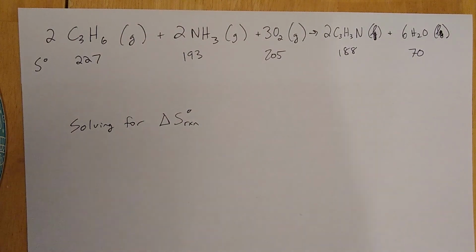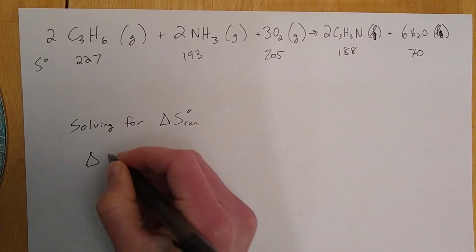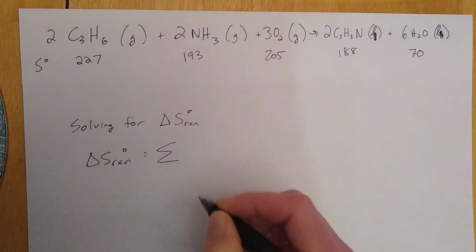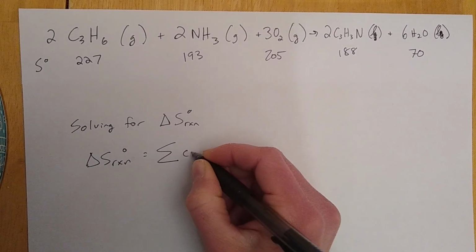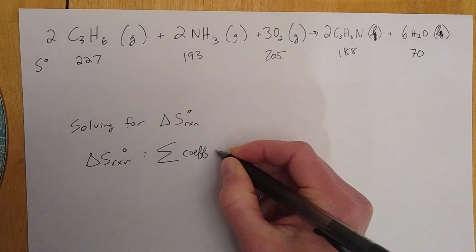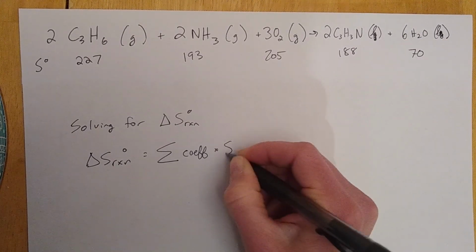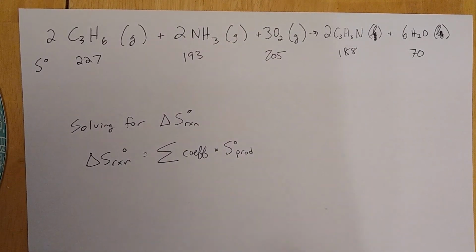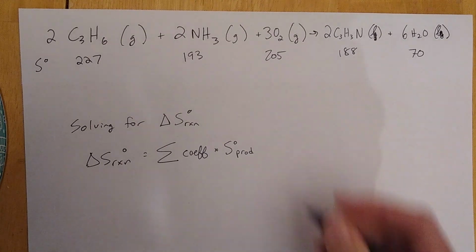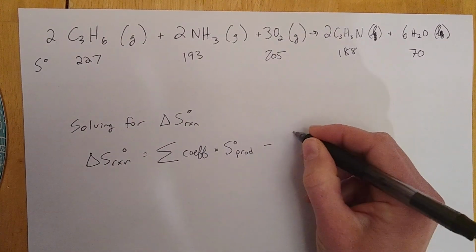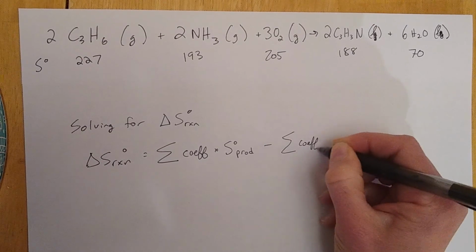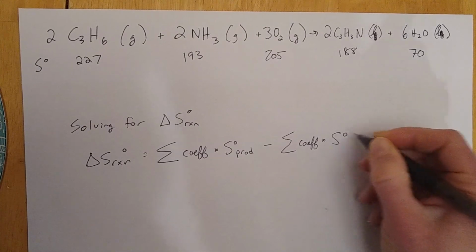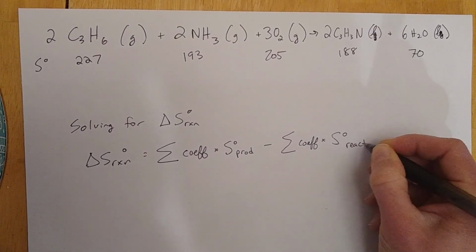So let's go ahead and start to solve for this. So I'll rewrite the formula I'm going to use here. My entropy change for the reaction is the sum of the products' entropies times each coefficient. I'm going to add all those guys up. And then I'm going to subtract the same quantity for the reactant side. So I'm going to take each of the 3 reactants, multiply the coefficients times the standard molar entropies.